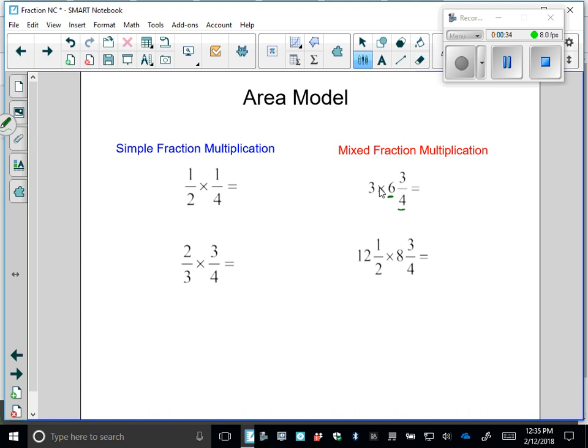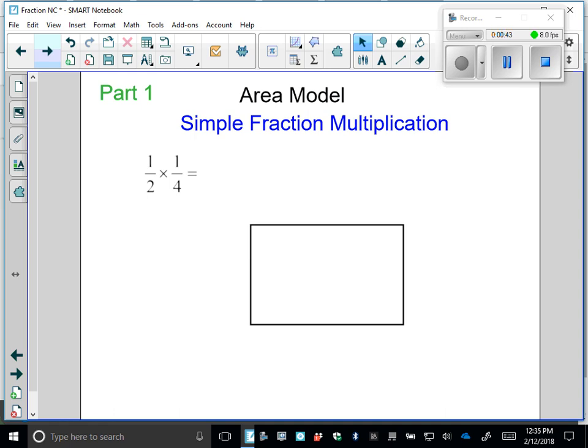So on the video, to keep it short, I'm going to do two videos, and the first part one is just going to focus on simple fraction multiplication. So we're going to use an area model to understand the concept of simple fraction multiplication, and then we're going to generalize that concept and use an algorithm.